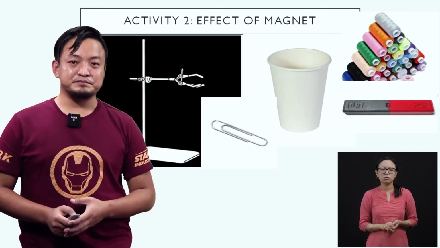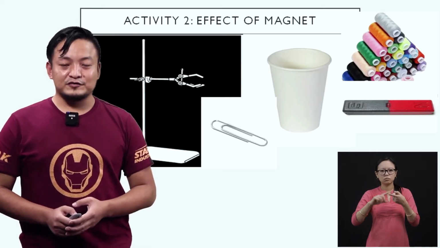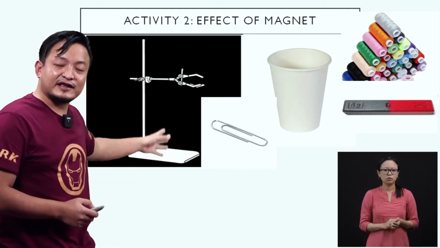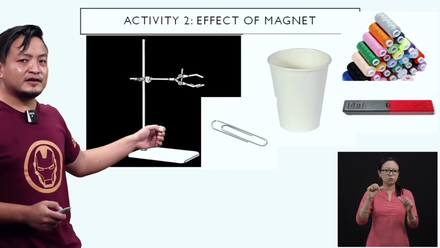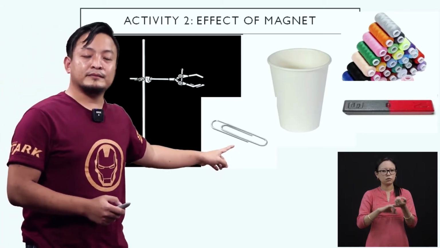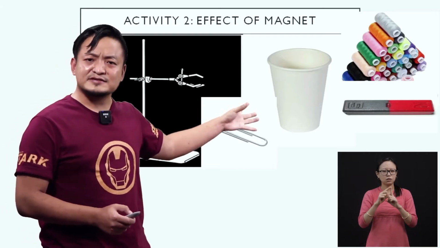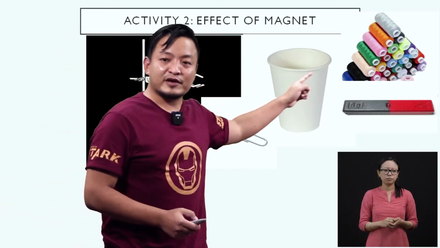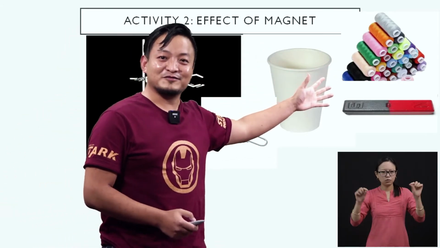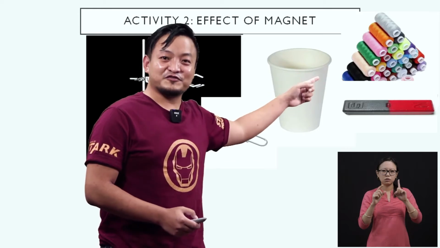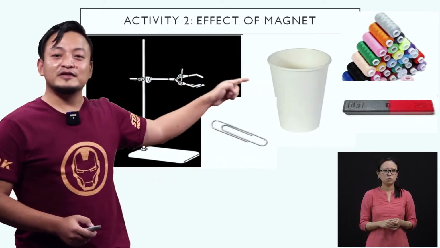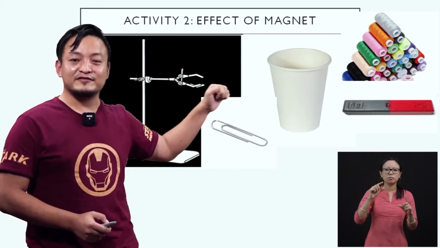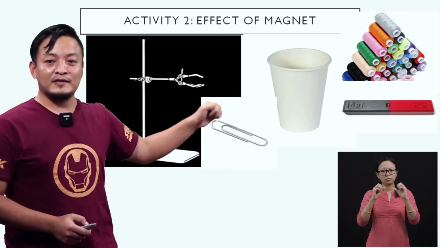For this we need a clamp stand, a paper clip, a plastic or paper cup, and a thread. We don't need this much thread, but you can choose your favorite color. And we need a bar magnet. Then we will do the activity.